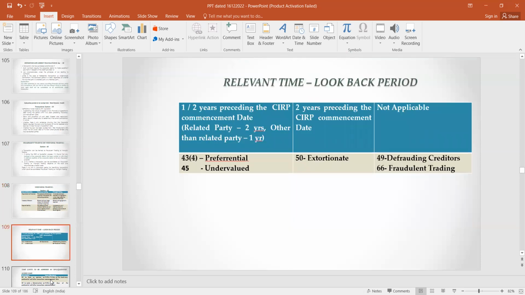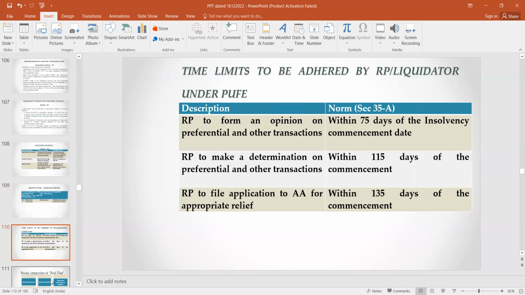Look back period in case of preferential and undervalued transactions is 1 year or 2 years. For related party it is 2 years. For other than related party, it is 1 year. But for extortionate, it is 2 years, whether it is related or unrelated. And for defrauding creditors and for fraudulent trading, there is no period. You can go back even up to 10 years. It is not limited to 1 year or 2 years.